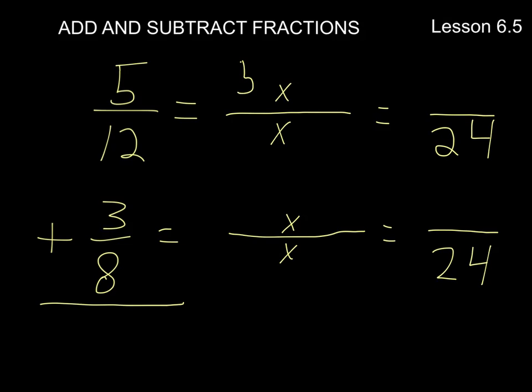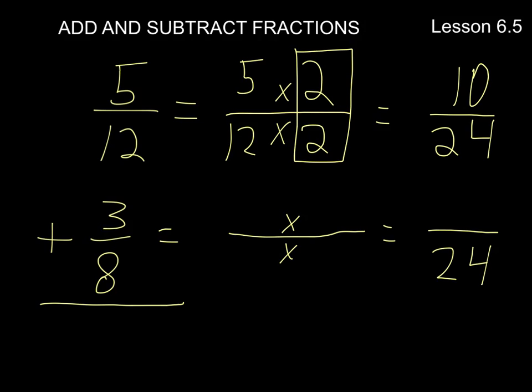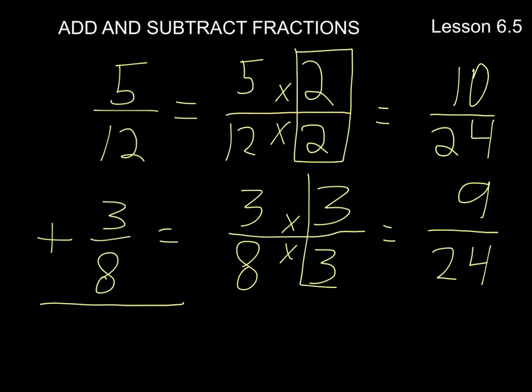Next, I'm going to multiply 12 times 2 to equal 24. And up above, I'm going to multiply 5 times 2 to equal 10. Remember, 2 divided by 2 equals 1 whole. Below, I'm going to multiply 8 times 3 to equal 24, and up above 3 times 3 to equal 9. 3 divided by 3 is 1 whole, which supports the identity property.